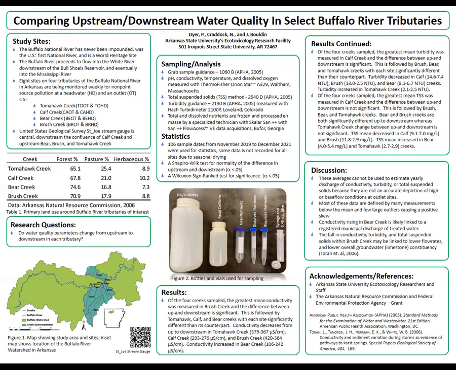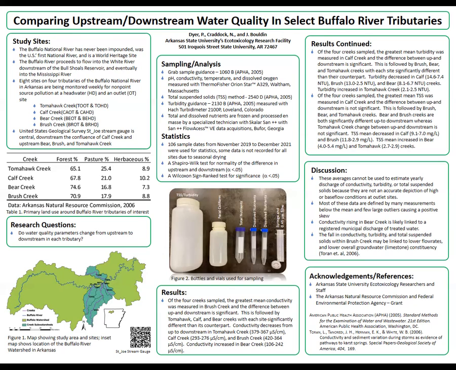So the greatest conductivity was measured in Brush Creek, then Tomahawk Creek, then Calf Creek, and then Bear Creek. The greatest turbidity was measured in Calf Creek, followed by Brush Creek, Bear Creek, and Tomahawk Creek. And the total suspended solids followed the same trend as turbidity, with Calf Creek being the highest, followed by Brush, Bear, and Tomahawk Creeks.